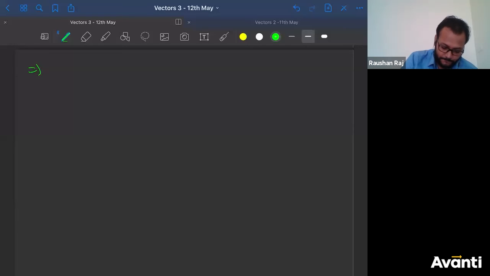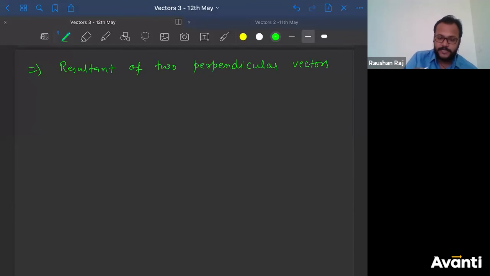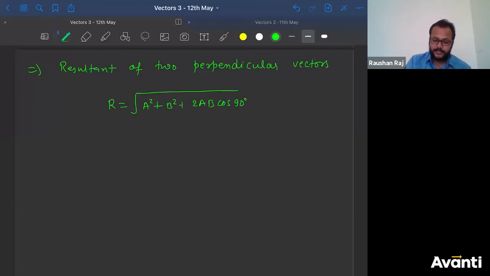Now, resultant of two perpendicular vectors. What will be the answer? If the angle between them is 90 degrees, I'll say they are perpendicular vectors. So R is equal to square root of A square plus B square plus 2AB cos of, what is the angle now? 90 degrees. So R will be written as square root of A square plus B square.